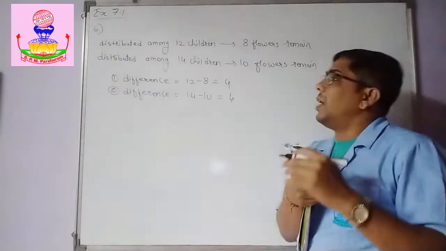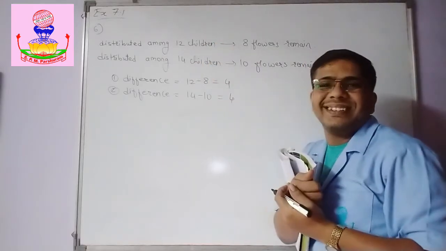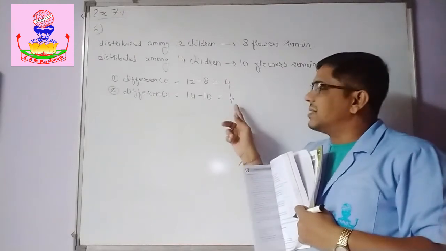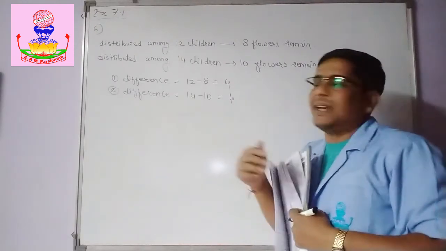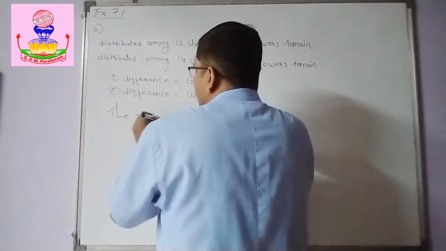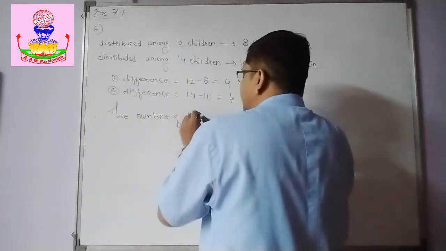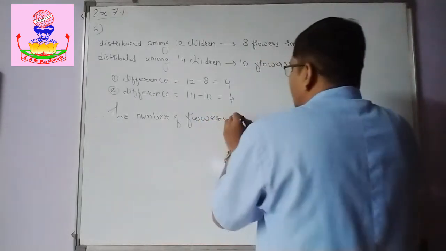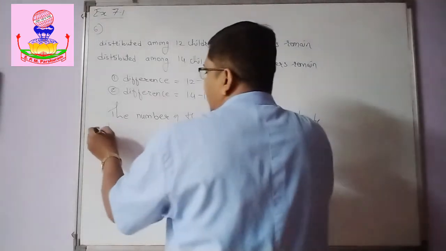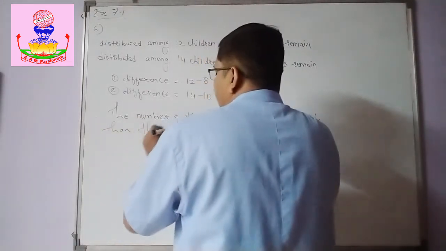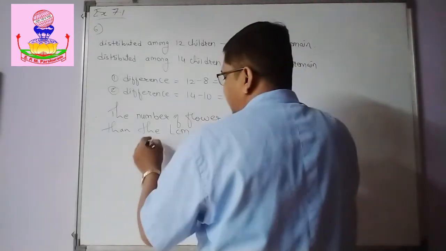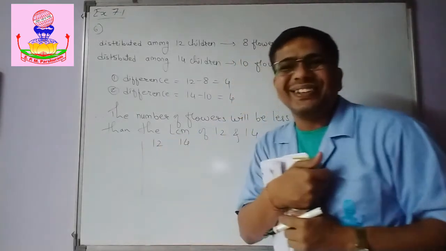4. What it means is that when you find the LCM of these numbers, the number of flowers will be less than that LCM by 4. Okay, so here we can say, therefore, the number of flowers will be less by 4 than the LCM of 12 and 14. So let us first find the LCM of 12 and 14.